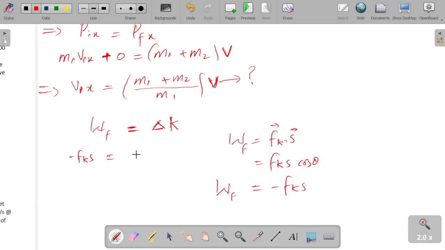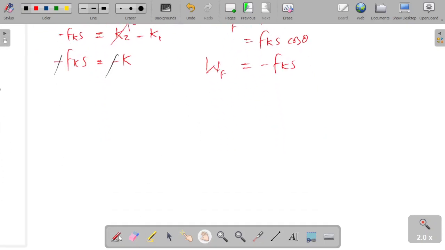And what will be the change in kinetic energy here? It was equal to K2 minus K1, final kinetic energy minus initial kinetic energy. But eventually the block stops, so the final kinetic energy was 0. It means that the work done, minus Fk s, will be equal to minus K1. The negative signs will cancel out each other. So we are left with Fk s equal to K1, this is K1.